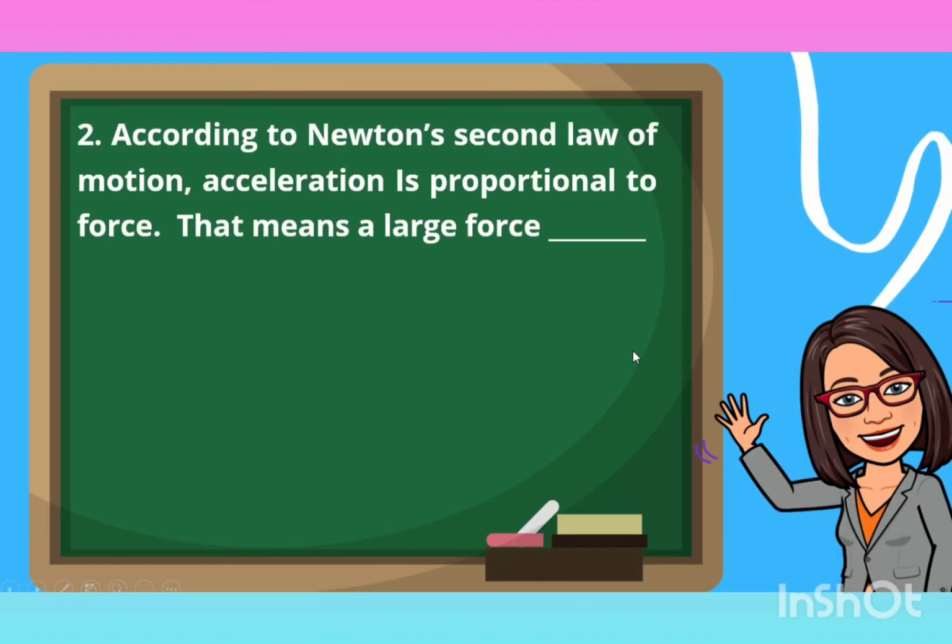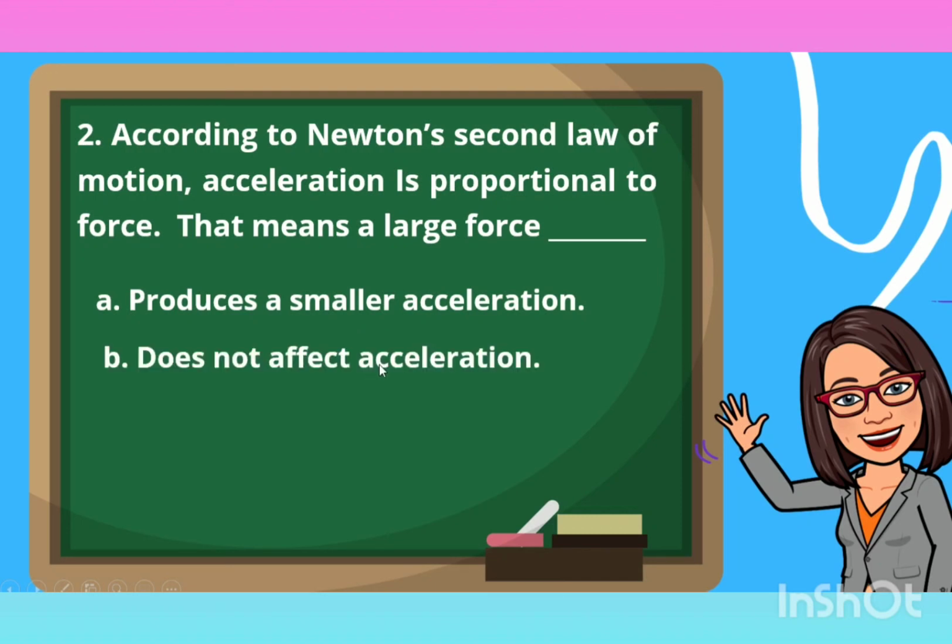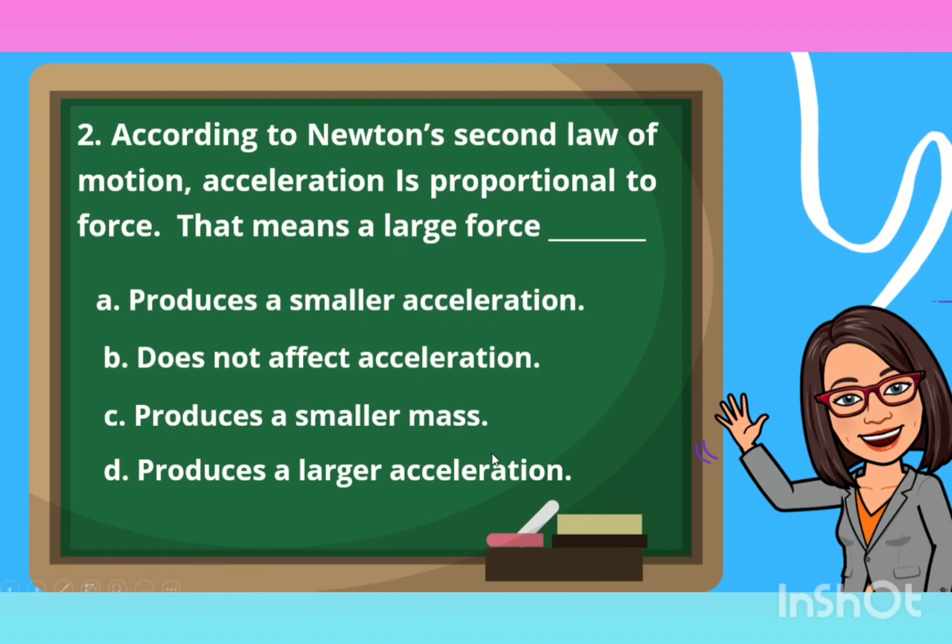Next question. According to Newton's second law of motion, acceleration is proportional to force. That means a larger force, A, produces a smaller acceleration. B, does not affect acceleration. C, produces a smaller mass. Letter D, produces a larger acceleration. 5 seconds. 5, 4, 3, 2, and 1. The answer is letter D.